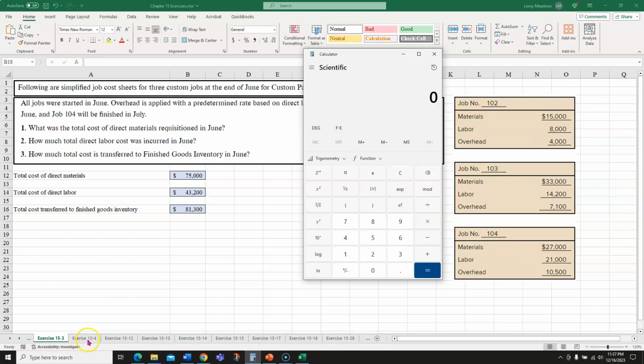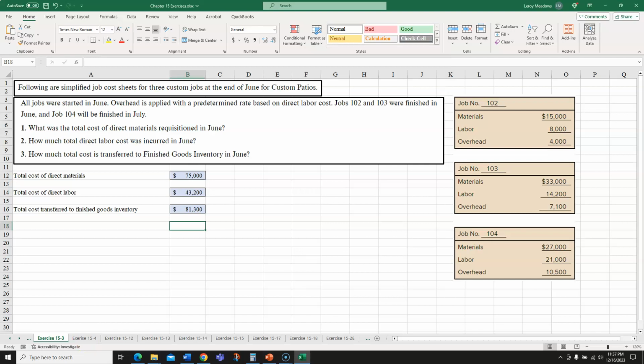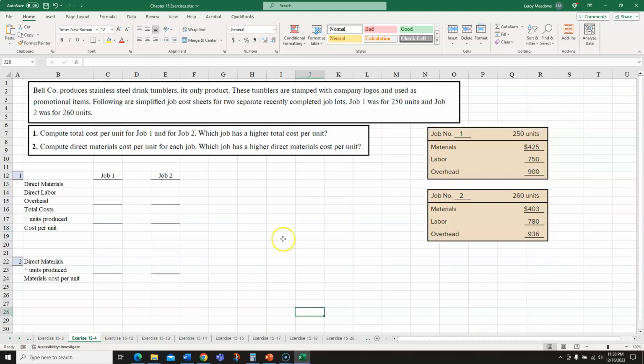Okay, let's go to our next exercise. Bell Company produces stainless steel drink tumblers, its only product. These tumblers are stamped with company logos and used as promotional items. Following are simplified job costing sheets for two separate recently completed job lots. Job 1 was for 250 units and Job 2 was for 260 units.